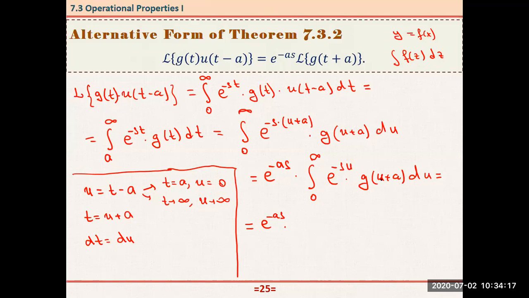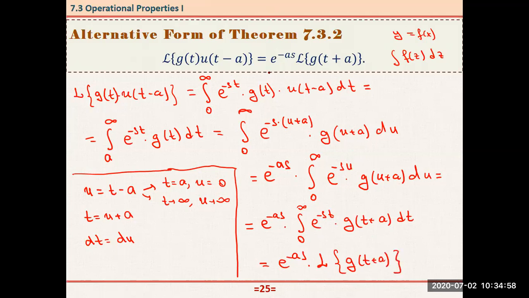And that's why here, instead of u, since we got used to using only t, I can write only t. Here we have e to the power minus st times g of t plus a dt. These two integrals are exactly the same. It's all about just labeling. So now this is equal to e to the power minus as times, what is this thing? It is just the Laplace transform of g of t plus a. Okay, that is what we are trying to prove here.